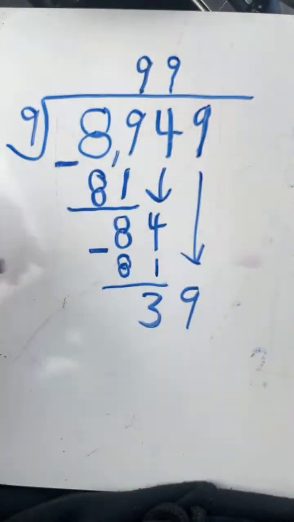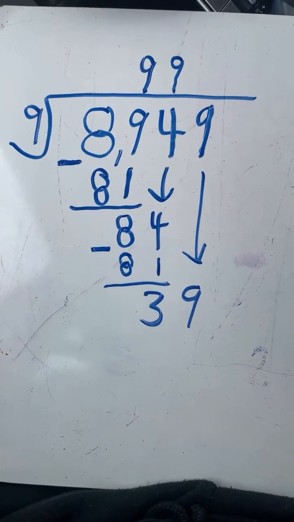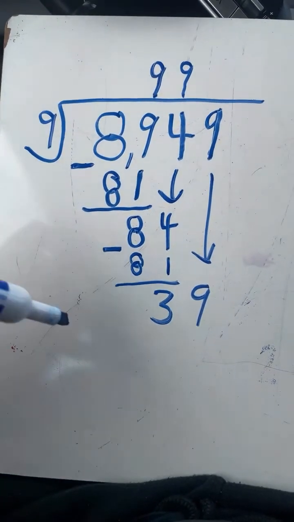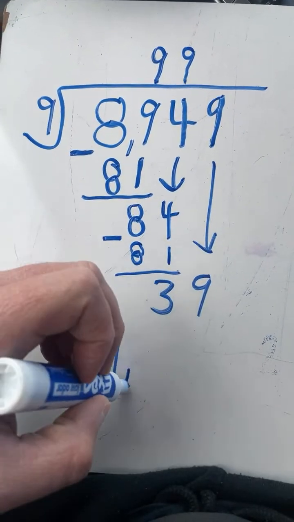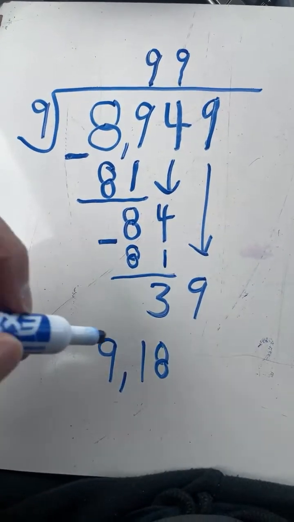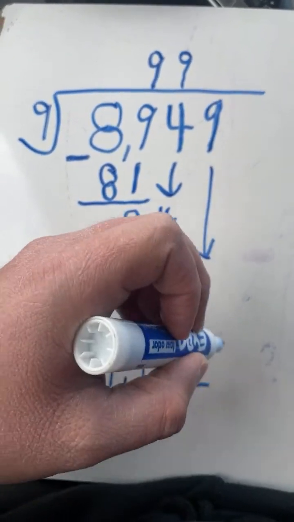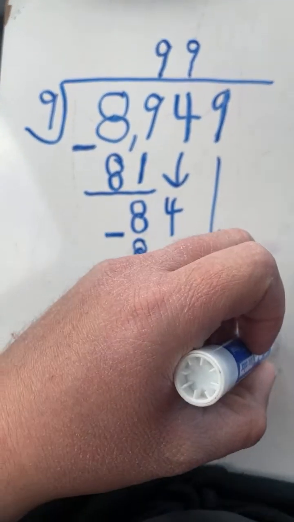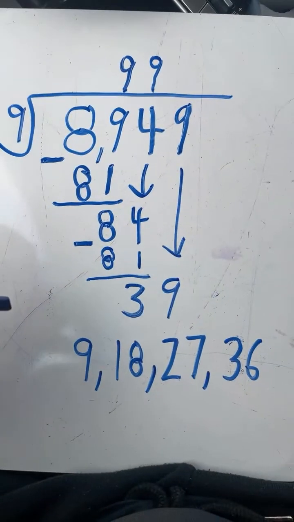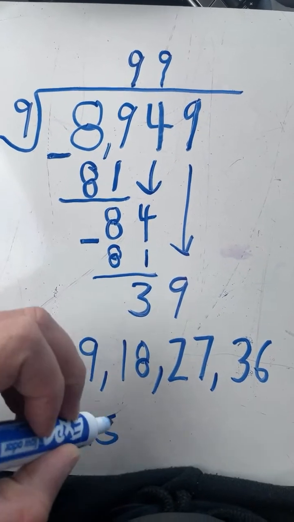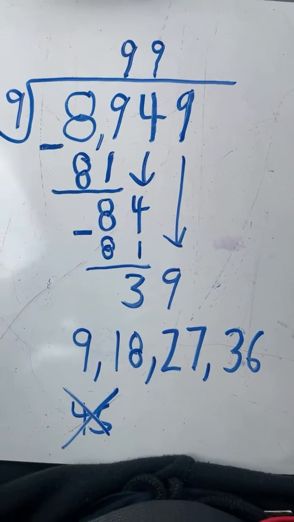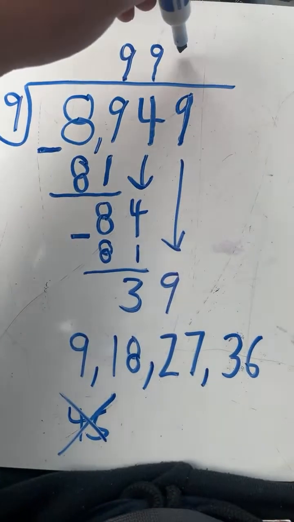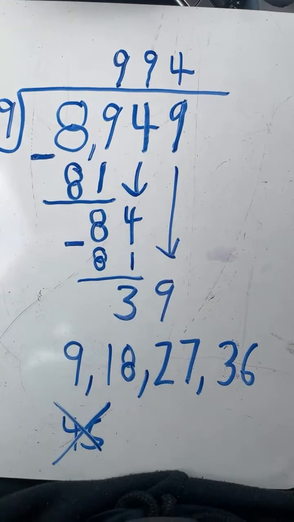Now we're going to bring down the 9, and that 3 becomes 39. I got to figure out how many groups of 9 go into 39. 9, that's one group. 18, two groups of 9. 27, three groups of 9. 36, four groups of 9. Now, if I count by 9 again, I'll be at 45, which is too far because we will have passed 39. But I was able to get 1, 2, 3, 4 groups of 9 within 39.